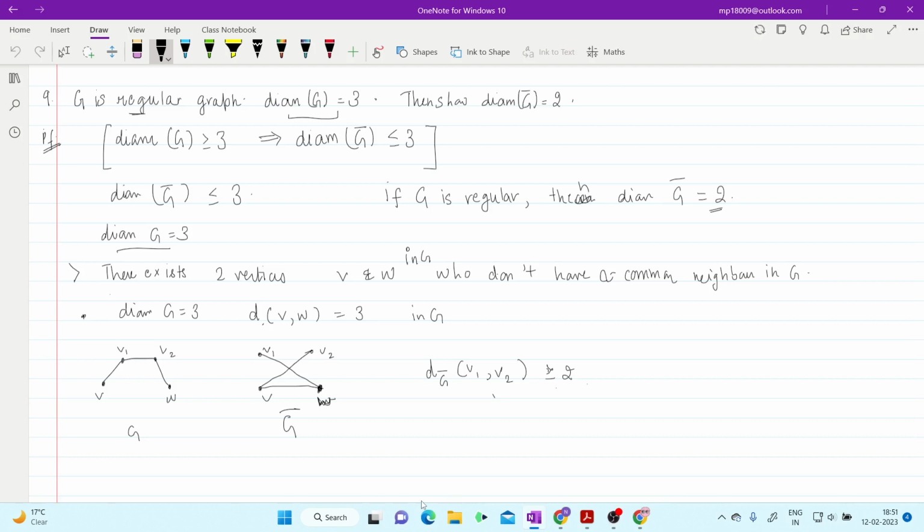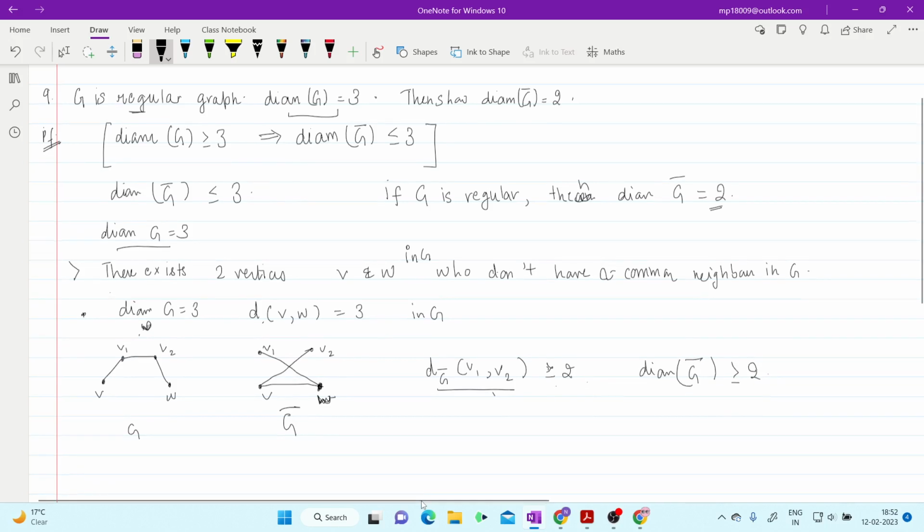because there might be some other vertex here. V1 and V2 can have a common vertex because this is just a part of the graph. But we can conclude this much, that their distance has to be greater than or equal to 2, because V1V2 is an edge in G, so they cannot be an edge in G bar. So we see that their shortest distance has to be greater than or equal to 2. Right? So we see that the diameter of G bar is also greater than or equal to 2.